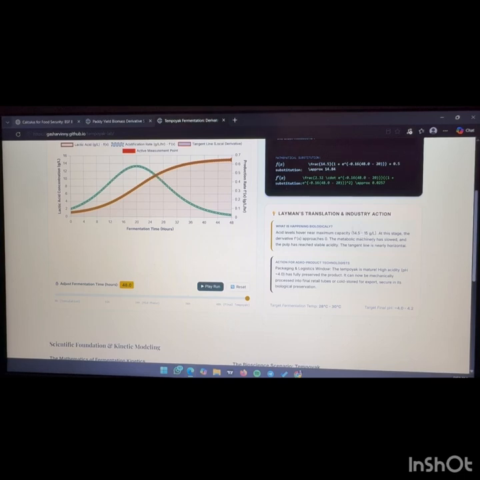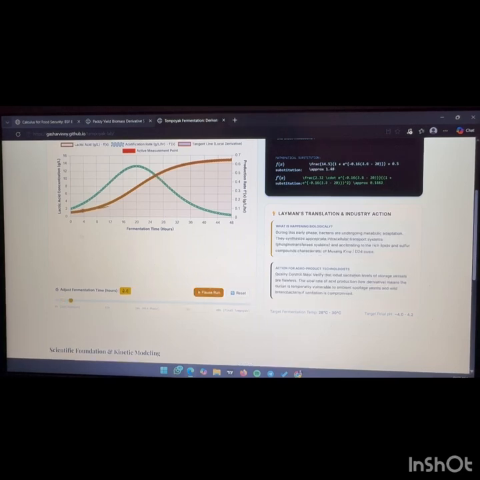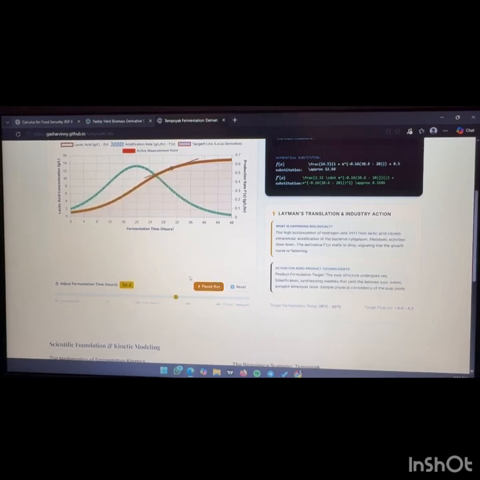At this stage, the derivative F'(x) approaches 0. The metabolic machinery has slowed and the pulp has reached stable acidity. The tangent line is nearly horizontal. So this is the tangent line, which is the red color.